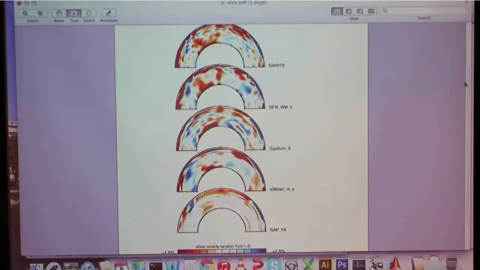So you see differences. For example, look at the LLSVPs. You could see differences in their detailed shape, maybe the extent that they rise into the mantle.